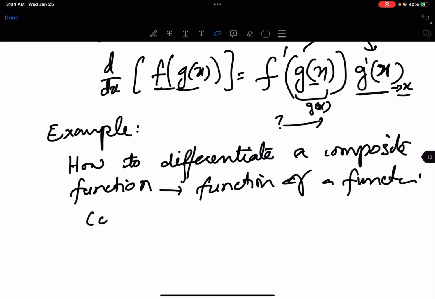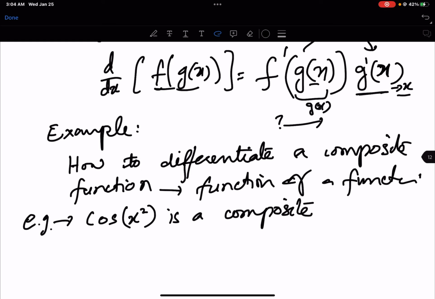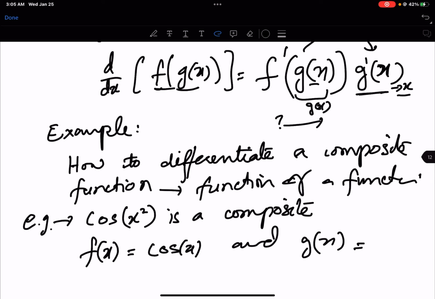For example, cos of x squared is a composite. How is it a composite? For example, our first function can be cos of x, and our second function g of x is x squared. So we can write cos of x squared as equivalent to f of g of x.